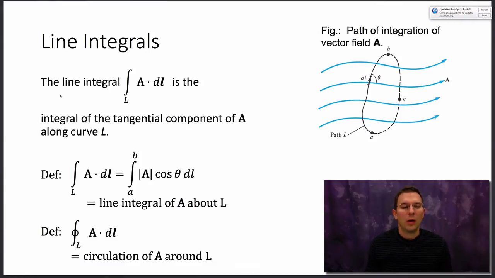The first quantity that I want you to consider is called a line integral. If you have a look at the figure in the upper right hand corner of the screen there, we have a vector field that's defined throughout a volume of space. And we also have a contour, capital L there, or a path that's defined somewhere inside the volume. The line integral A dot dl is the integral of the tangential component of the vector field A along the curve L. Well, what does that mean exactly?